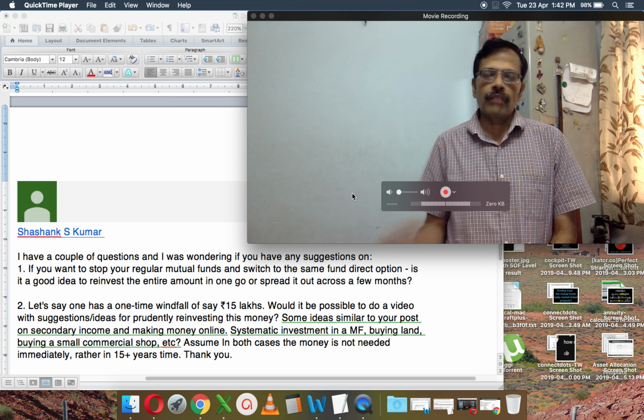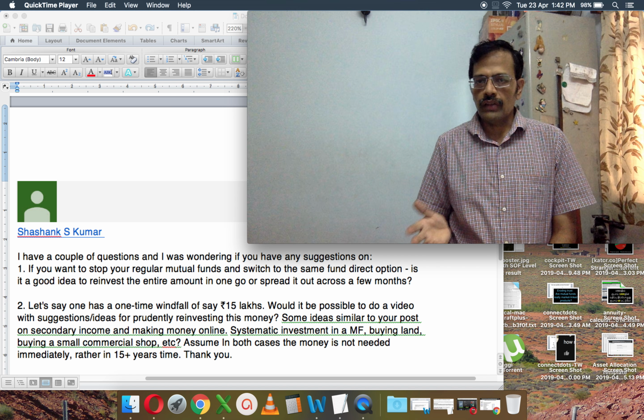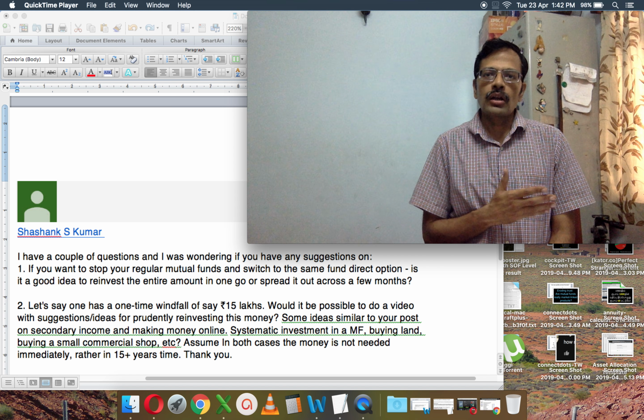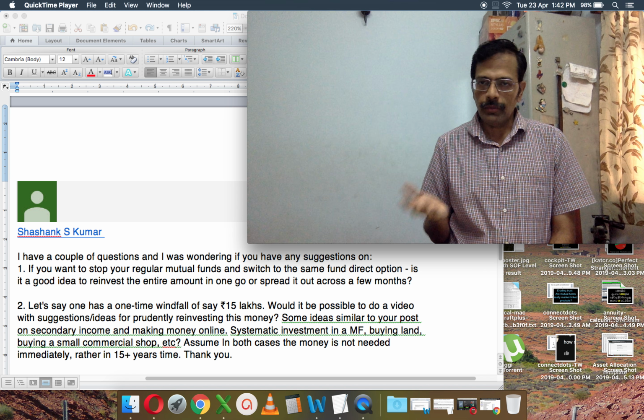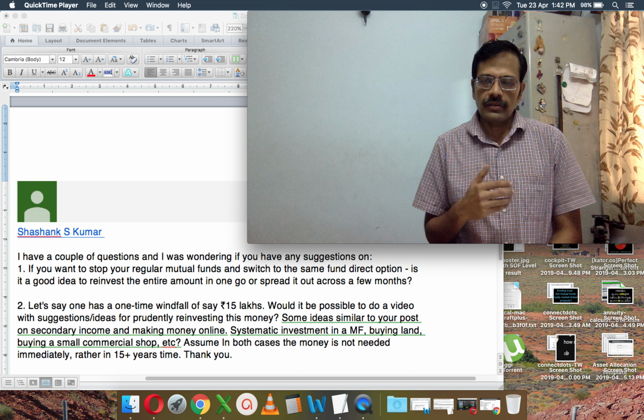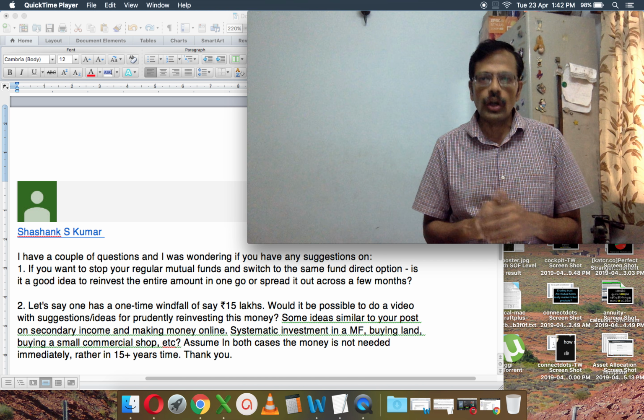Switch some money from one mutual fund to another, say from a regular plan to a direct plan, or from a poorly performing fund to a better performing fund, how do I go about this? Should I invest in one shot? Should I switch in one shot? Should I do it gradually?